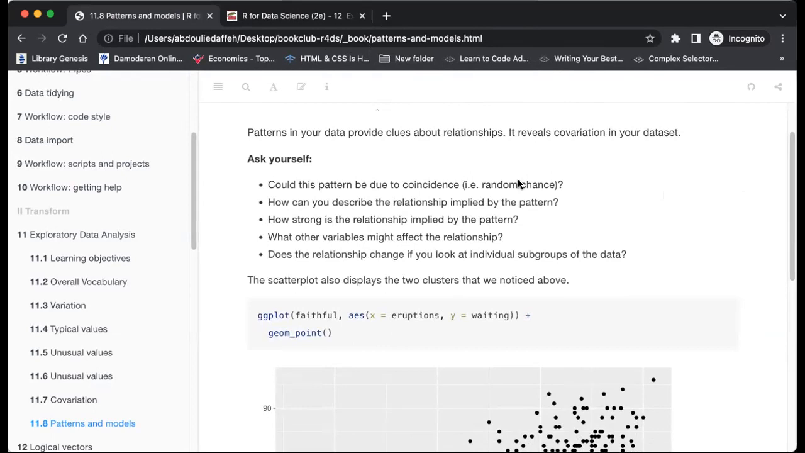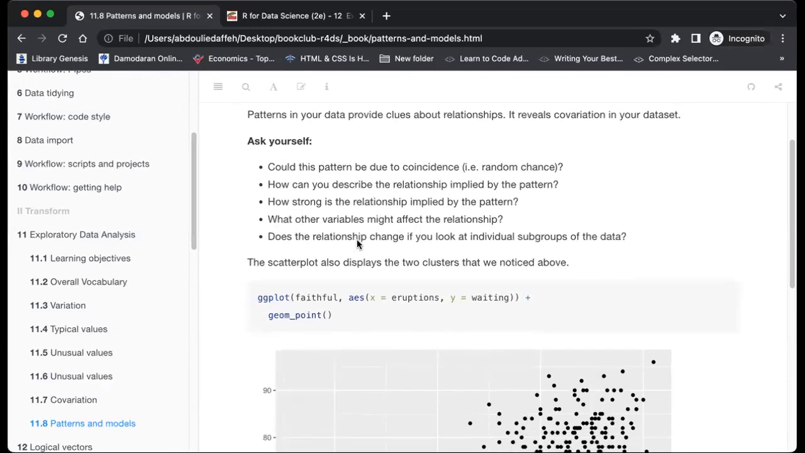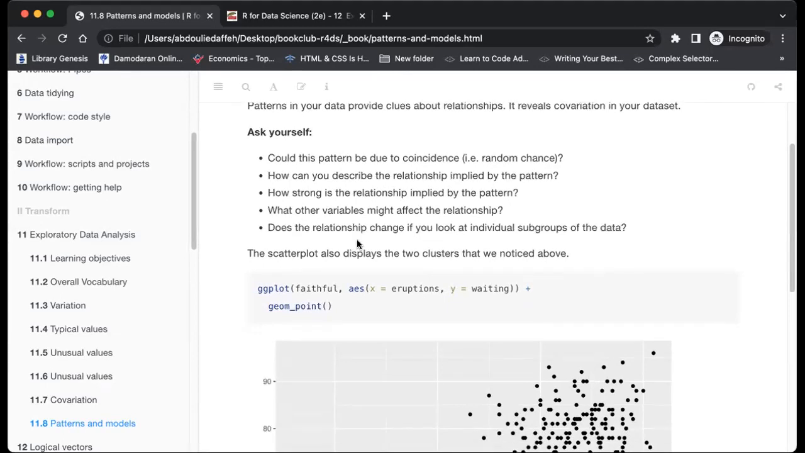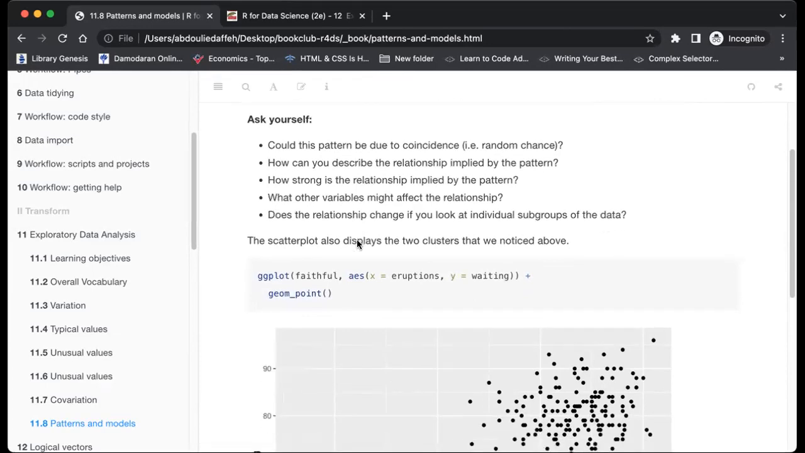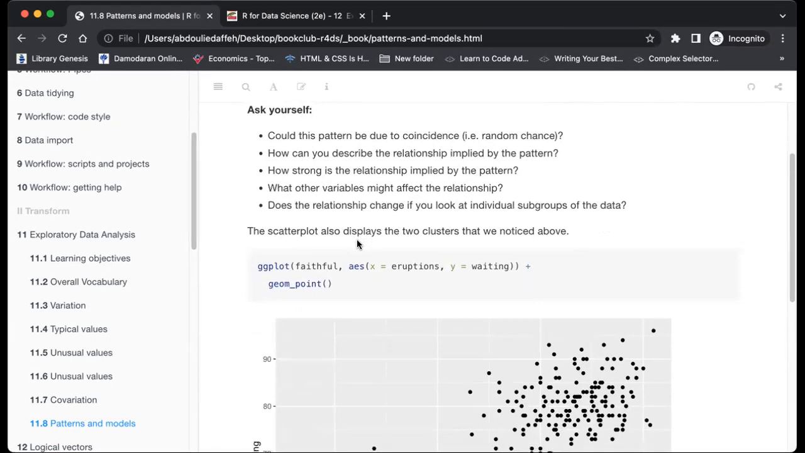Yeah, to wrap up, how can you describe the relationship between the pattern, whether it's a positive or a negative relationship? How strong is the relationship implied by the pattern? Yeah, this idea of correlation coefficients, I think. What other variables might affect the relationship? I guess this is why it doesn't go into modeling, because it's a bit more complex. Does the relationship change if you look at individual subgroups of the data?